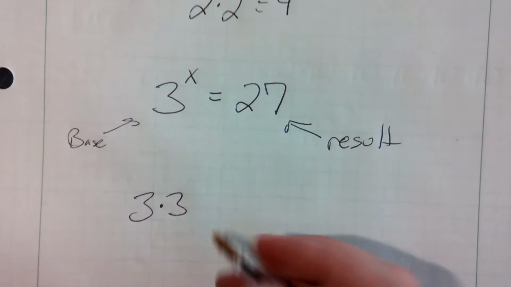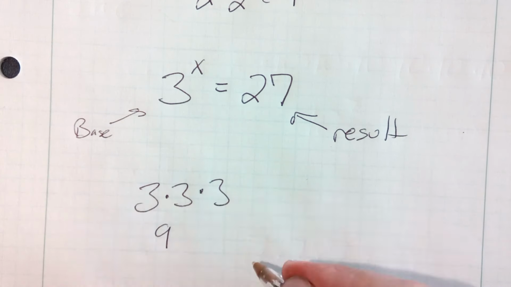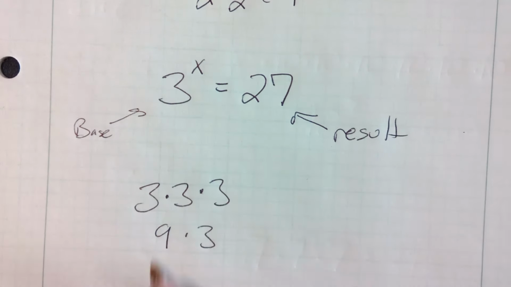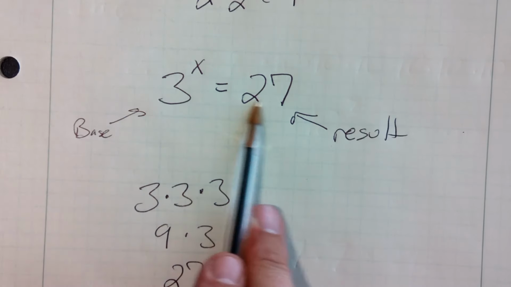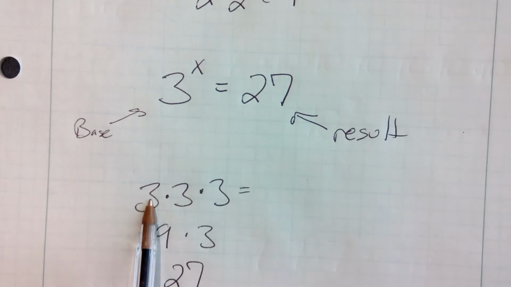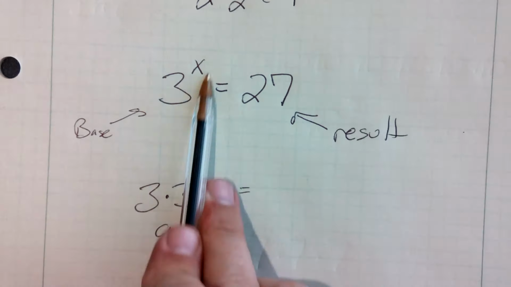Well, I know that's 9, times another 3. So what's 9 times 3? Oh, that's 27. So how many 3's did it take to multiply up to 27? How many times did I multiply 3 by itself? 1, 2, 3. So this x is 3.